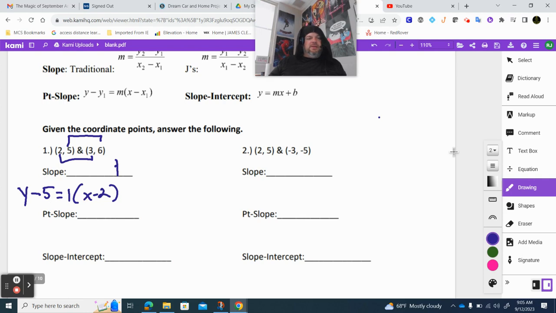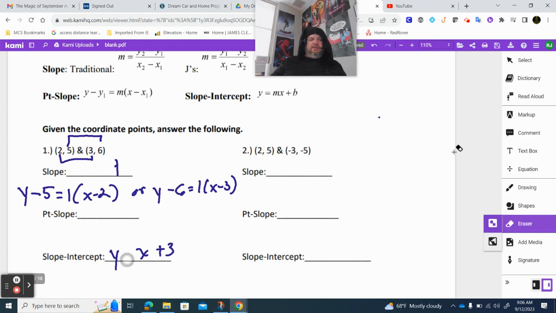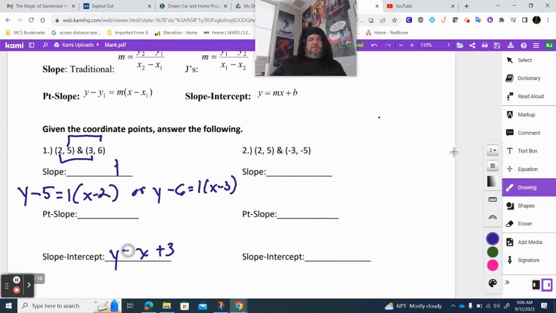There's that one, or you could have done this one. Either one is fine. Slope-intercept would have been y equals x plus 3. And remember, we actually get that by distributing and solving for y. All right.